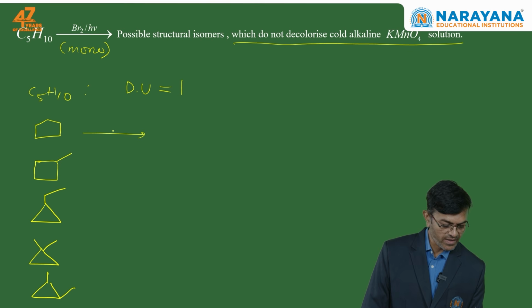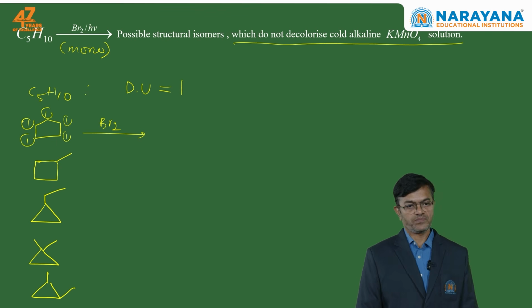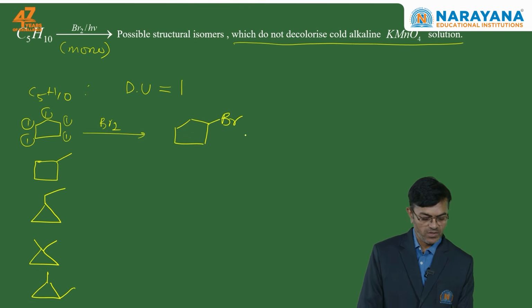And when you are treating it with Br2, as all hydrogens are equivalent in cyclopentane, we will be getting only one product. Wherever you substitute, it is same, that is bromocyclopentane. So one product is possible.